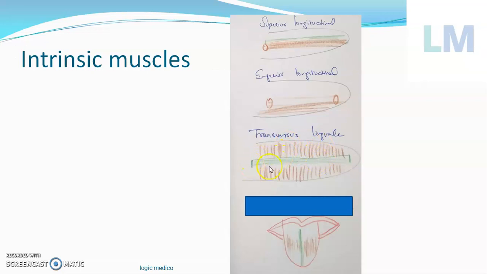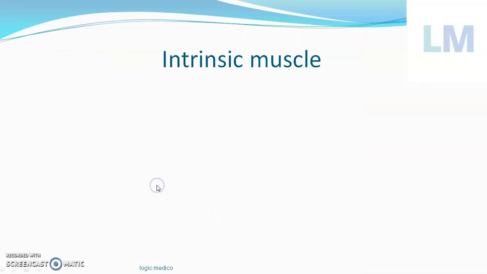Transversus linguale, from the median fibrous septa, the common wall, towards the lateral margin. Verticalis linguale, from the upper surface of the tongue towards the lower surface. Upper surface is also called dorsum, okay, towards the lower surface of the tongue, which is called ventral surface. So that is today's topic, verticalis linguale.